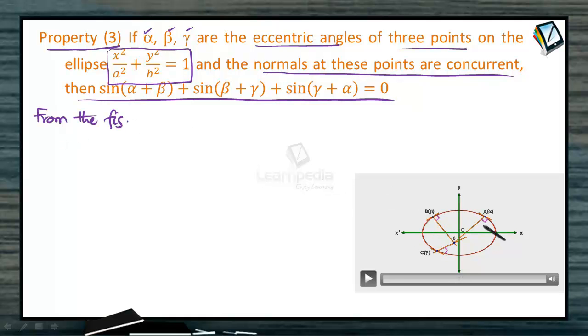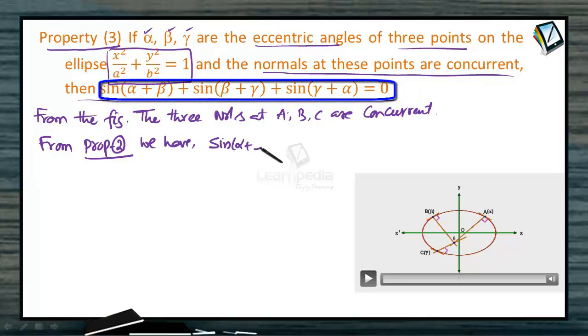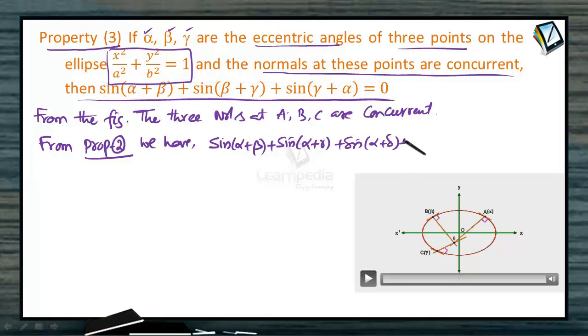From the figure, A, B, C are the three points and their normals are concurrent. From the figure, the three normals at A, B, C are concurrent. All these normals of the three points are meeting at a point. So therefore, from the previous property, that is property number 2, what is property number 2? We have sine of alpha plus beta plus sine of alpha plus gamma plus sine of alpha plus delta plus sine of beta plus gamma plus sine of beta plus delta, and the last one is sine of gamma plus delta. This is equal to 0.